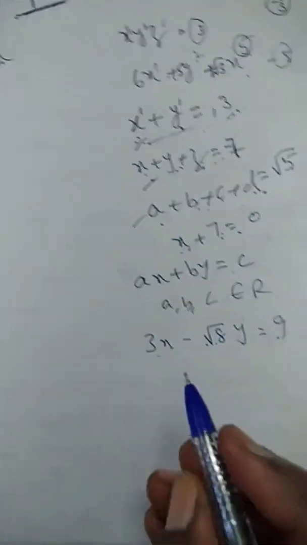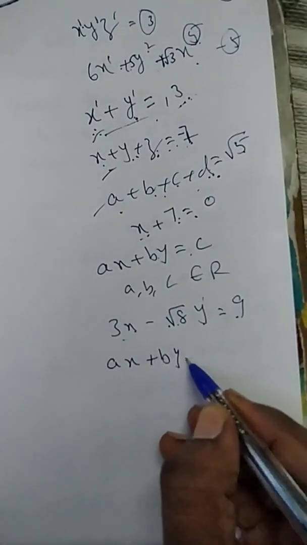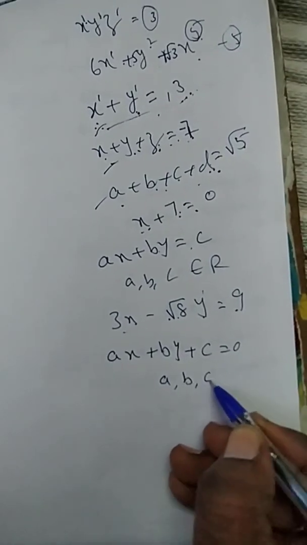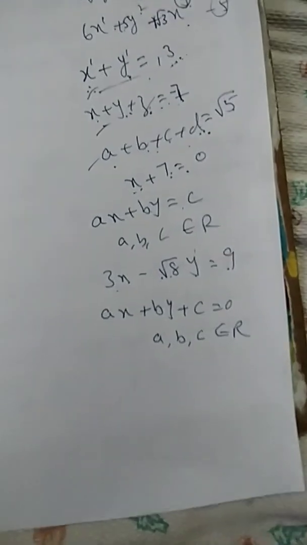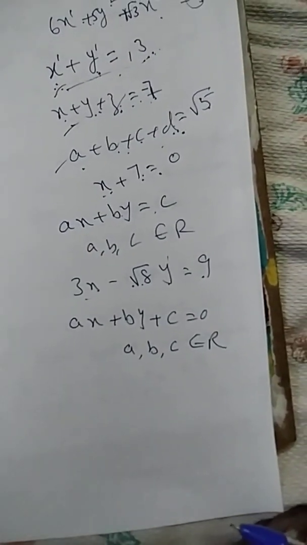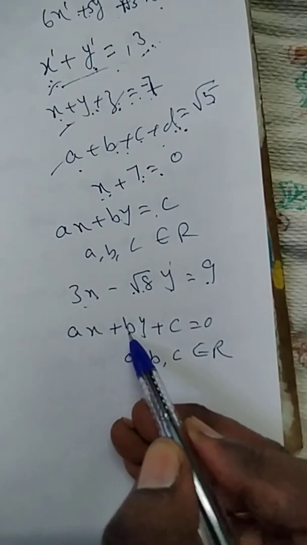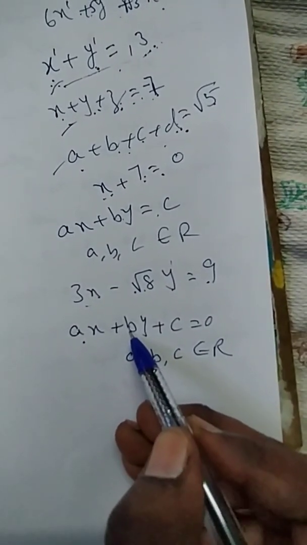So the general form of the linear equation in two variables is ax plus by plus c is equal to 0, where a, b, c belong to the real numbers, and a is not equal to 0, b is also not equal to 0. What is that? a is not equal to 0 and b is not equal to 0.